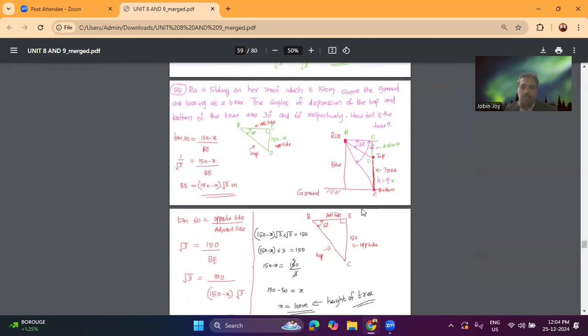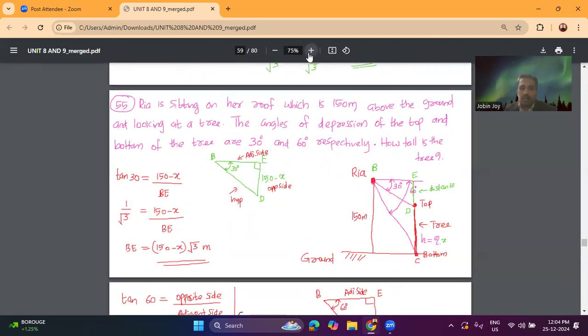Okay, so Ria is sitting on her roof. I will zoom it. This is the roof where Ria is sitting, which is 150 meter above the ground. So this distance is 150 meter.